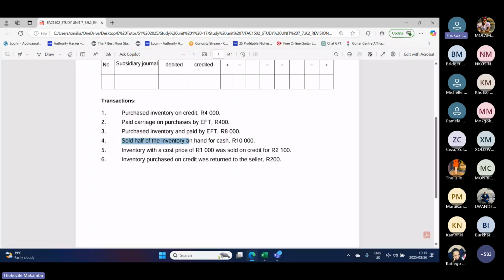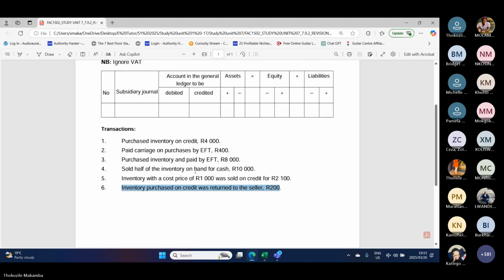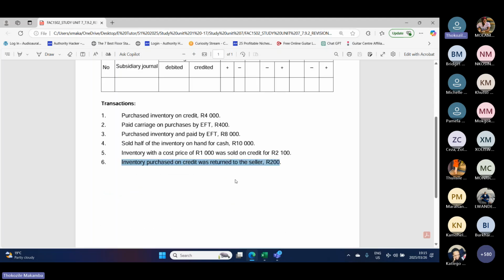Sold half of the inventory on hand for cash, 10,000 Rand. Inventory with a cost price of 1,000 Rand was sold on credit for 2,100 Rand. And then inventory purchased on credit was returned to the seller, 200 Rand. Okay. So we'll keep going back and forth.